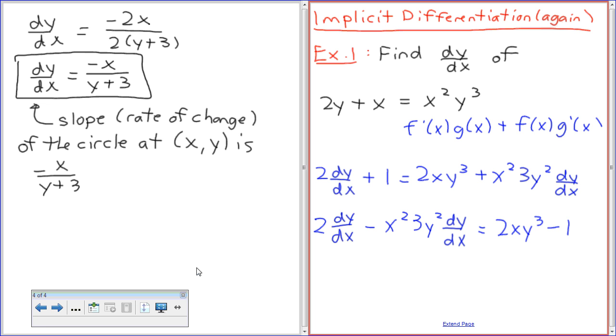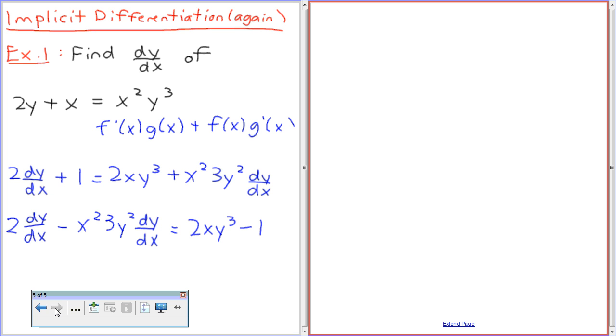All right, Emma, I'd like you to tell the class why she did that. Why is that going to help me solve for dy by dx? Excellent. So we're going to have dy over dx times 2 minus x squared 3y squared equals 2xy cubed minus 1.